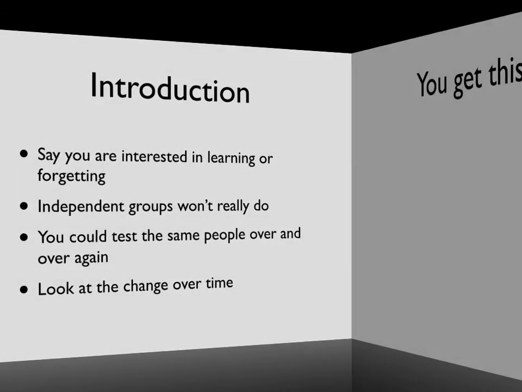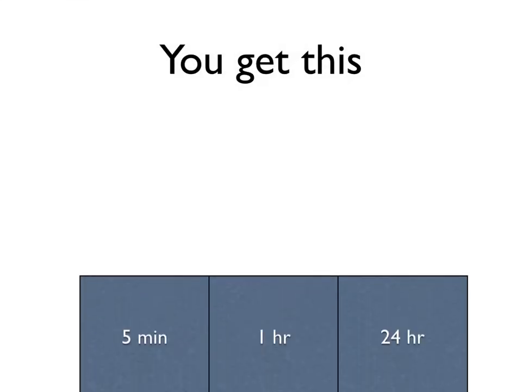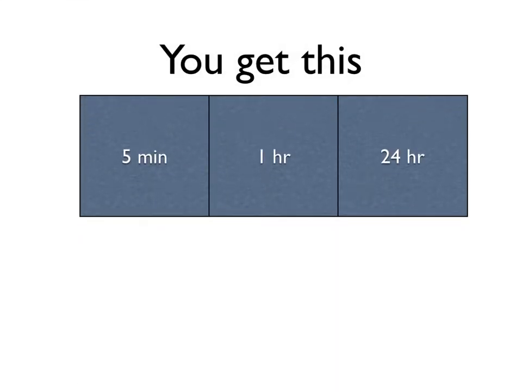over and over again. So you're going to get something like this. Let's say you've got a 5-minute retention interval, a 1-hour retention interval, and a 24-hour retention interval. This is actually pretty common in memory research. You give people a list of words, then a distractor during a 5-minute retention interval, then you test them. One hour later you can test them, then you can test them a day later. It's not uncommon. So what you're going to get is a forgetting curve, right?